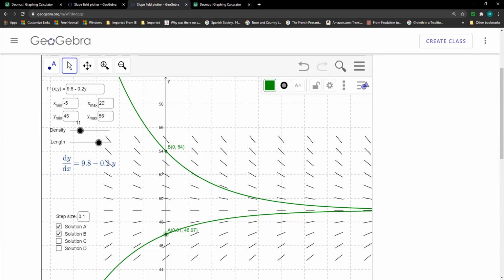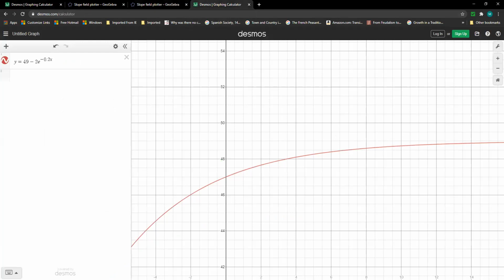So if we go through and graph what we just got, it should look like this. And if you go into Desmos and graph 49 minus 2e to the negative 1/5 x, or t, you end up getting a curve that looks just like that. So the result that we got by solving the differential equation by hand does match with the result that we got with the direction field.